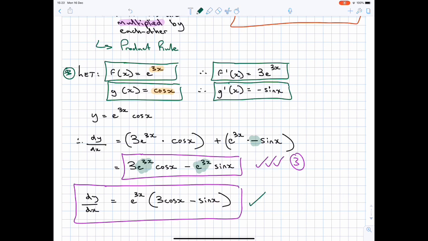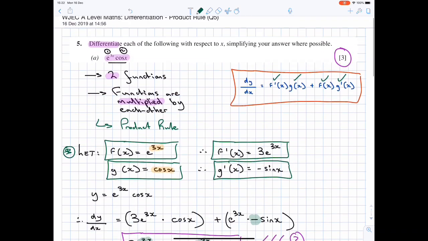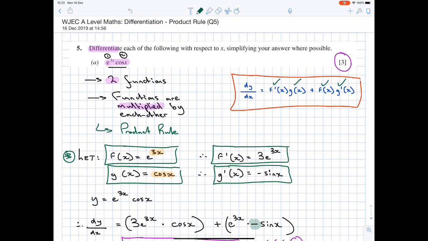And you could see here that in this case we could take e to the 3x outside of the expression. Right, so that's how you can differentiate using the product rule, and I hope that was helpful.